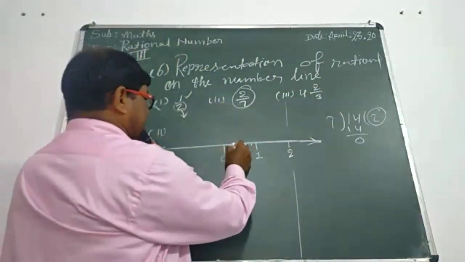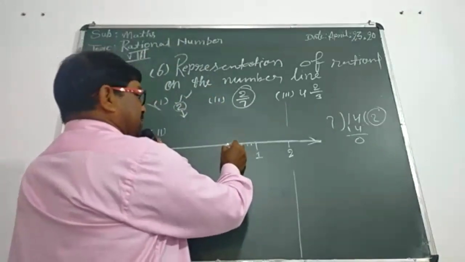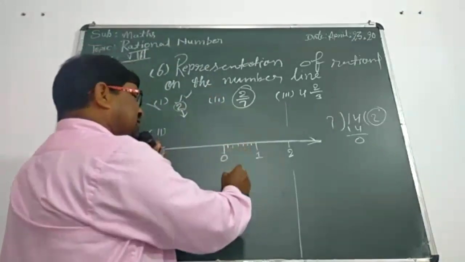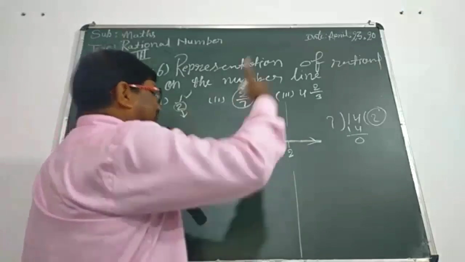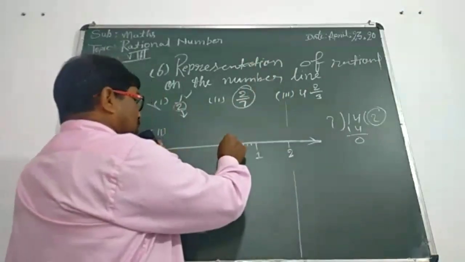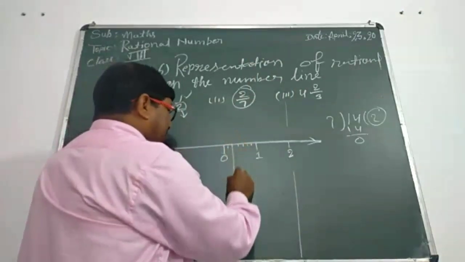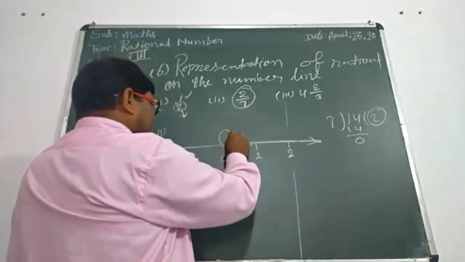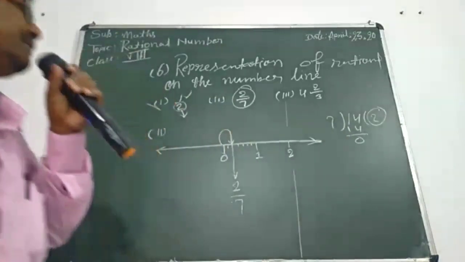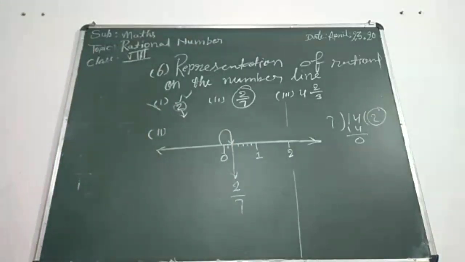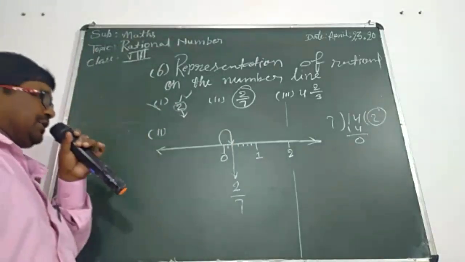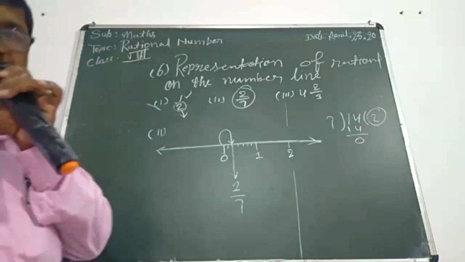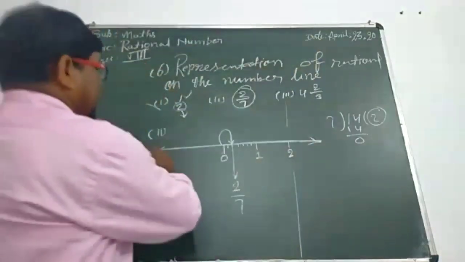So first and second. This is the first part, this is the second part. Okay, we are taking only 2 subparts. So 1 subpart and 2 subparts. This is called 2 upon 7 on the number line. Understood? Understood, student? Okay. Check again.